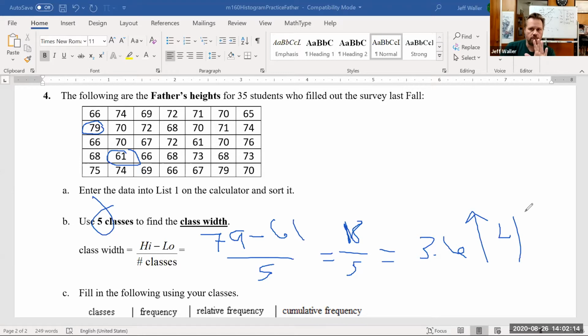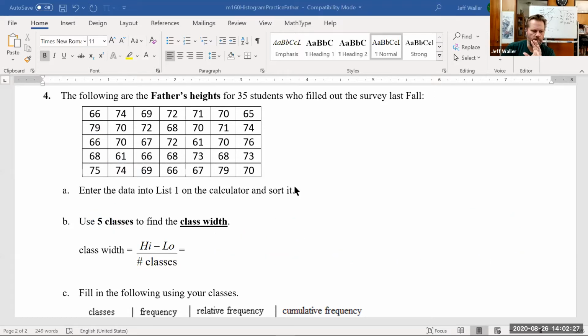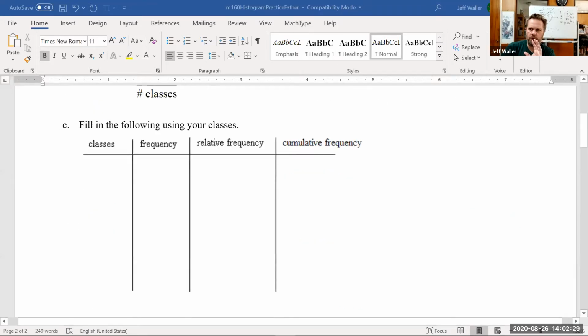And then, when I go to create my classes, I got to clear that or else I can't move. Hopefully everyone's got that wants it, because it's going away. So now I know my width is 4. Where am I going to start my first class? So remember the lowest was 61, right? Yes. So I'm going to start at 61.